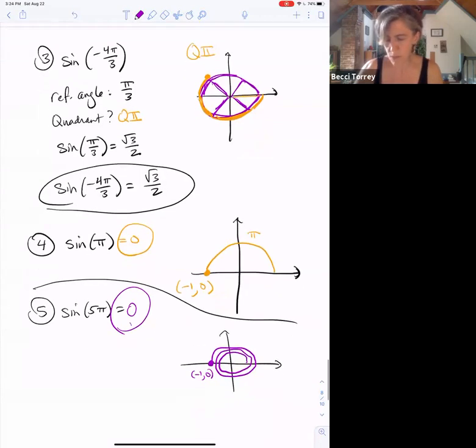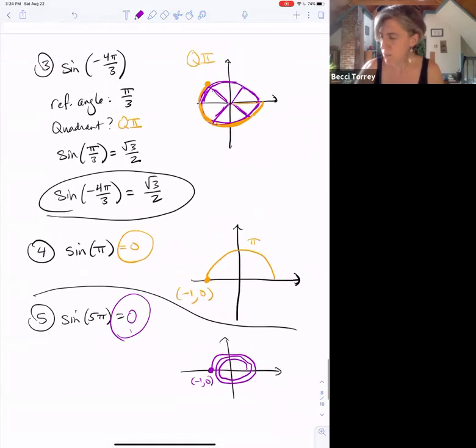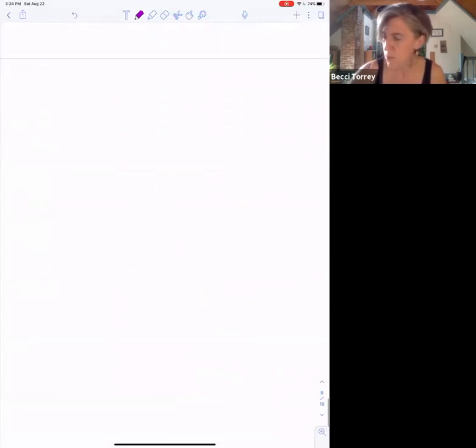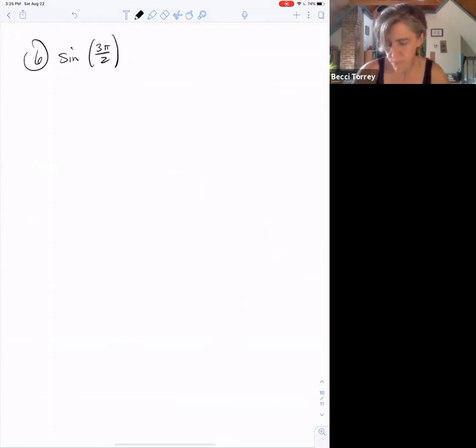Let's do one more. Number 6, this is sine of 3 pi over 2. And this one also lands on the axes. So 0 and pi, or any multiple of pi, are all going to land on either your x-axis, one side or the other. The pi over 2, 3 pi over 2, these guys land on your y-axis. So again, we'll just draw here.